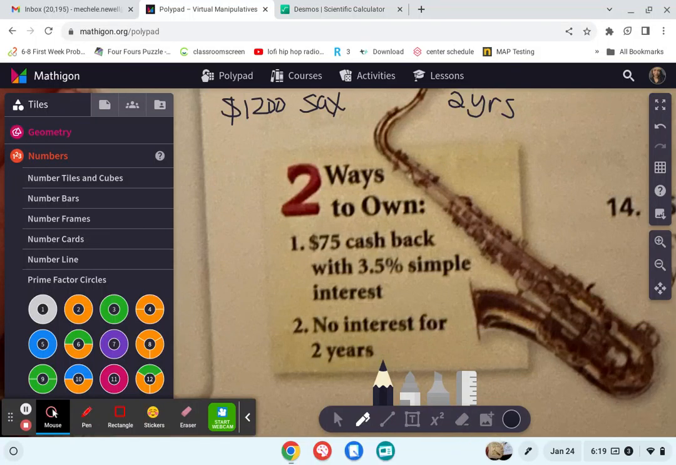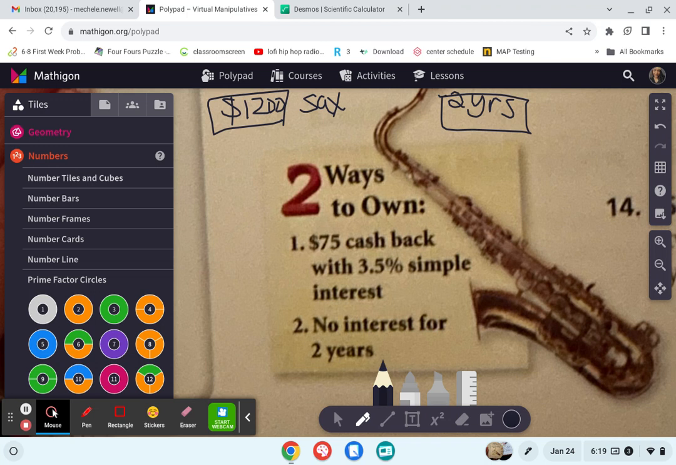Here are the two ways to own: $75 cash back with 3.5% interest, or no interest for 2 years. Now, again, this is if there's no interest for 2 years. This is our principal amount right here. It's $1,200 total. We have 2 years to purchase this. We're doing a loan.